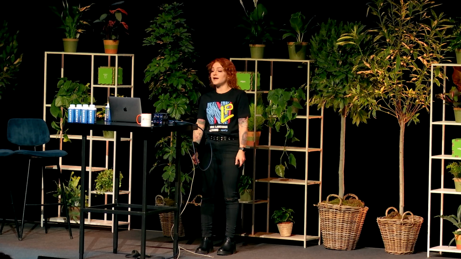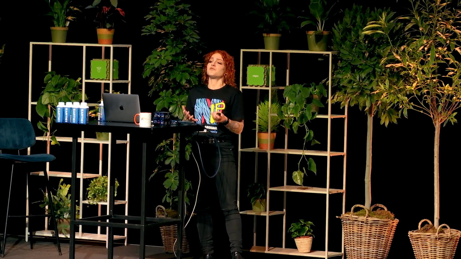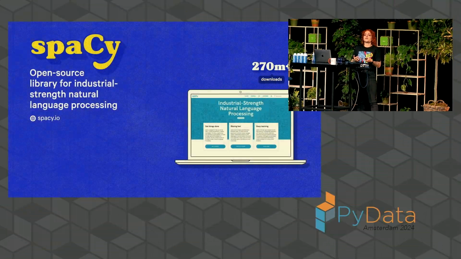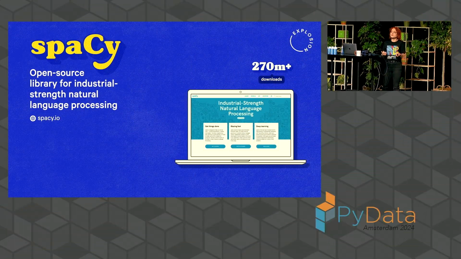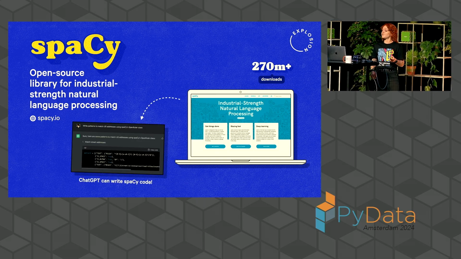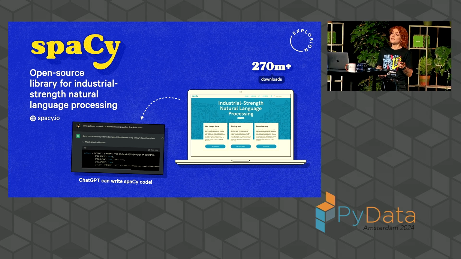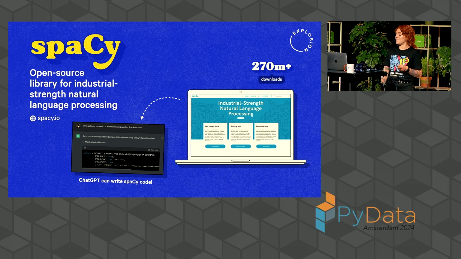spaCy is an open source library for natural language processing in Python. It was really designed from day 1 to be used in real products. That also means we had to do a lot of this boring stuff like backwards compatibility, making sure we're not breaking people's code, which actually had a really fun, nice side effect. And that is ChatGPT and similar models are actually really good at writing spaCy code, so at least for now.